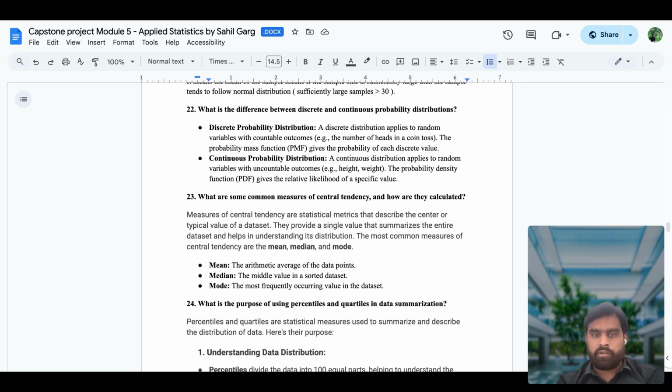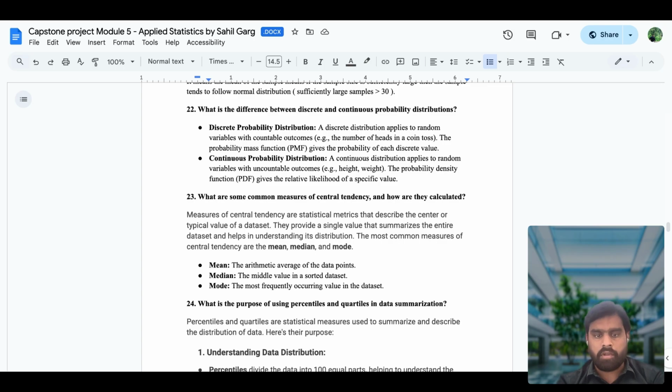Median is the middle value of the data set. If the data set count is even, for example 10 data points, then the average of the fifth and sixth terms would be the median. And if the number of counts is odd, then the middle term, the (n plus 1) upon 2th term, will be the median.